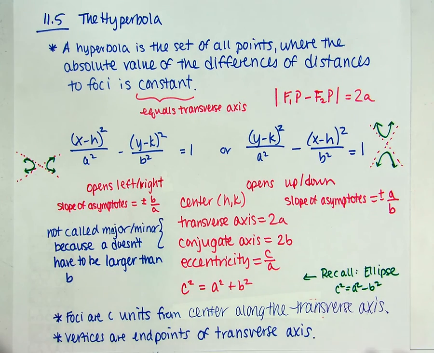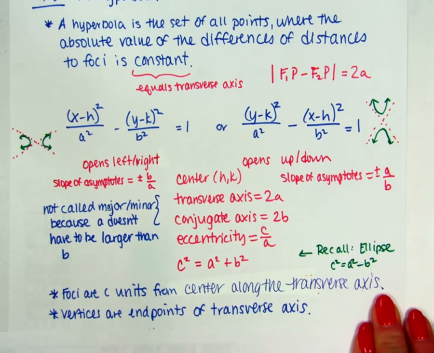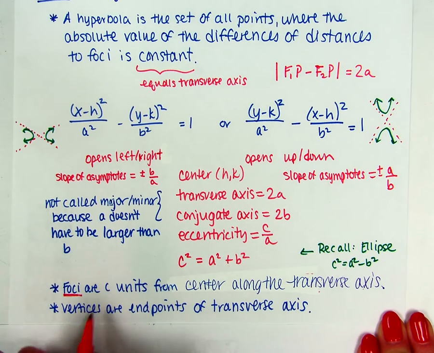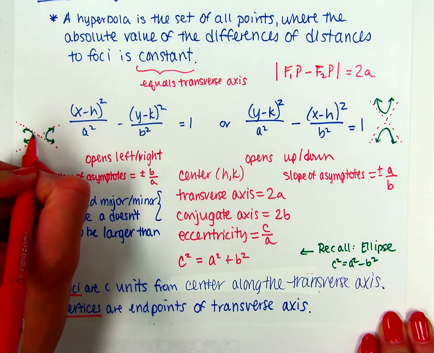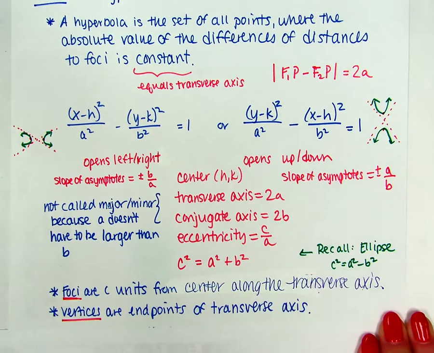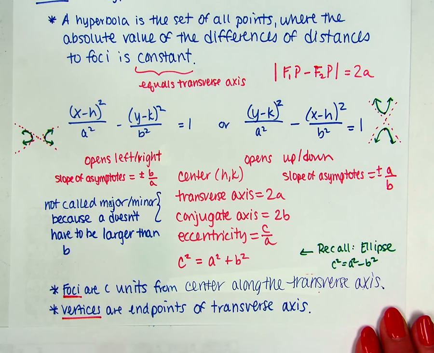All right, so the last two things are the foci and the vertices. Foci are going to be c units away from the center along the transverse axis. For an ellipse, it was along the major axis, but same concept. And vertices are where your hyperbola, the two pieces, start, and those are going to be along the transverse axis, so the endpoints of the transverse axis.